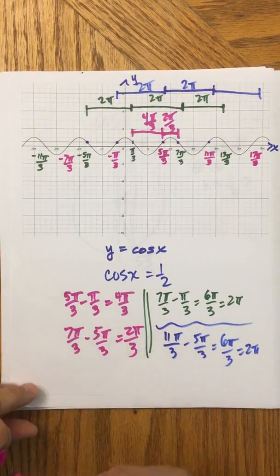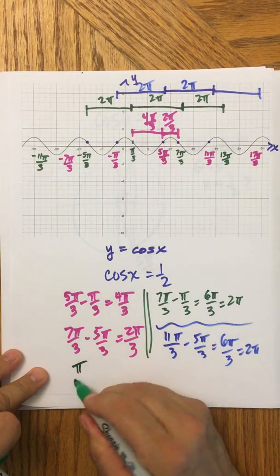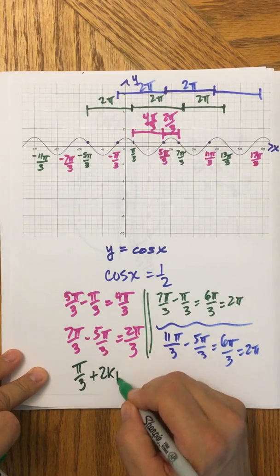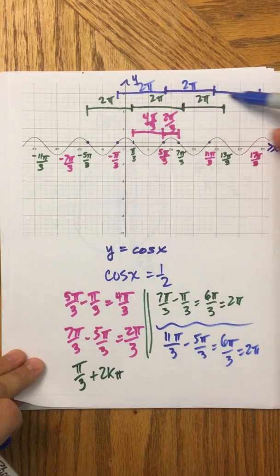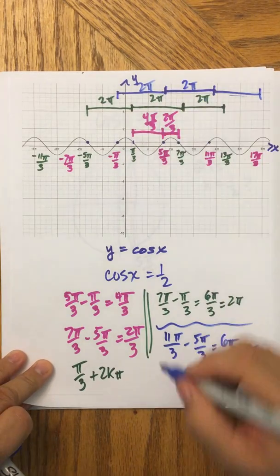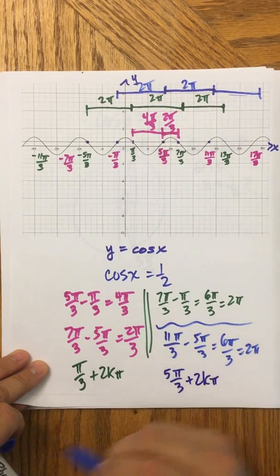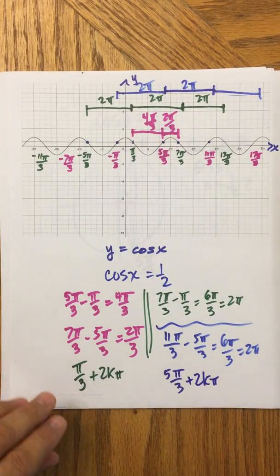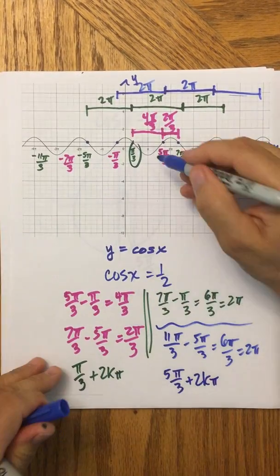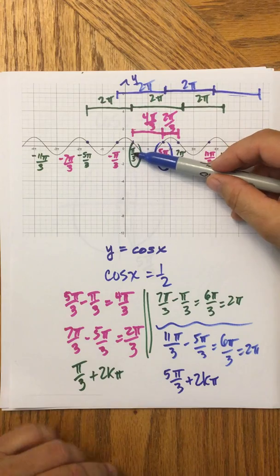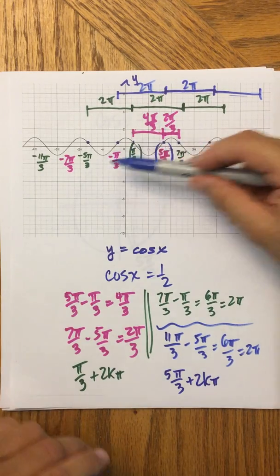You have this one, put that in green, that's pi over 3 plus 2k pi. And then you have this other one in blue, this one up here, where you would start at 5 pi over 3 and add 2k pi. Right? So we have to have two separate ones. This one and then this one. This is the first positive angle closest to 0 for that set, and this is the first positive angle closest to 0 for that set.